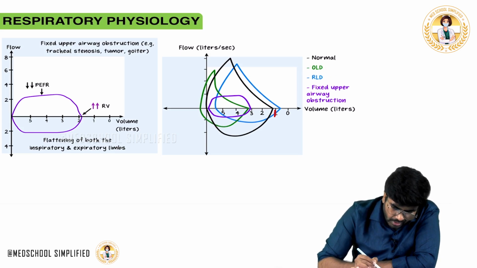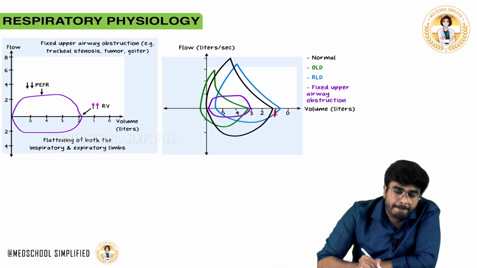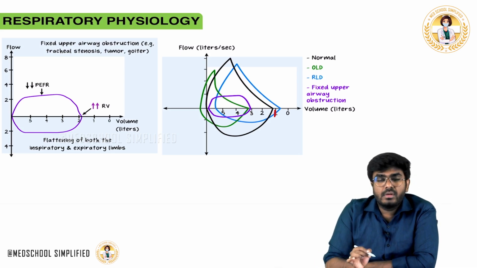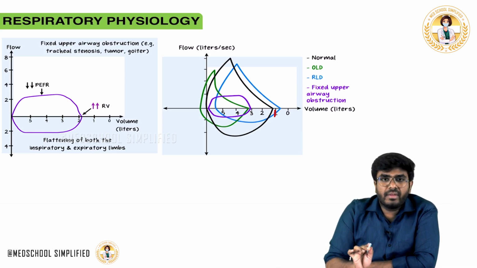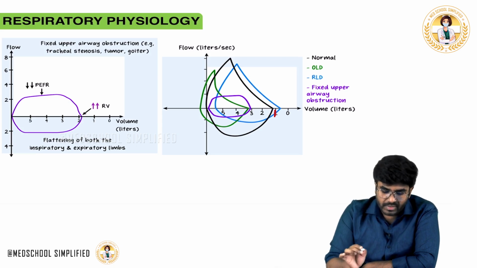Now the blue curve is shifting towards the right, and please look here, the residual volume is decreased, and even the total lung capacity is decreased. So this is restrictive lung disease. And the small curve, with flattening of both the inspiratory and expiratory limbs, is the example of upper airway obstruction, fixed upper airway obstruction.